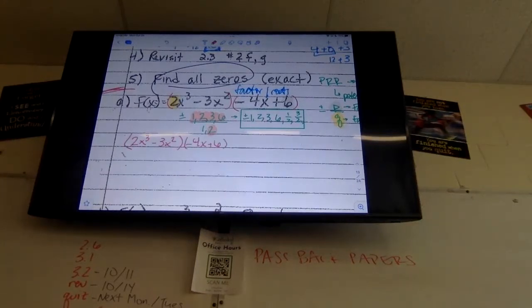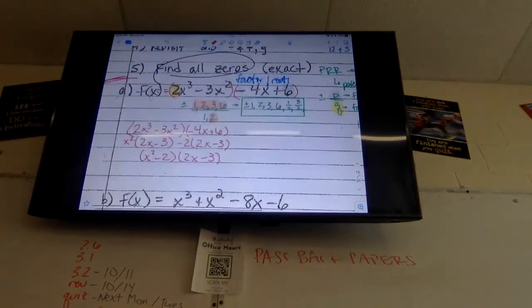I can take an x squared out of this first one, so I get 2x minus 3. And I can take a negative 2 out of the other one, so I also get 2x minus 3. That becomes x squared minus 2 and 2x minus 3. And then I want to set both of those factors equal to 0 and solve for what x is equal to. So the first one I can do is this 2x minus 3 equals 0. Add 3 to both sides. Divide by 2, x equals 3 halves.